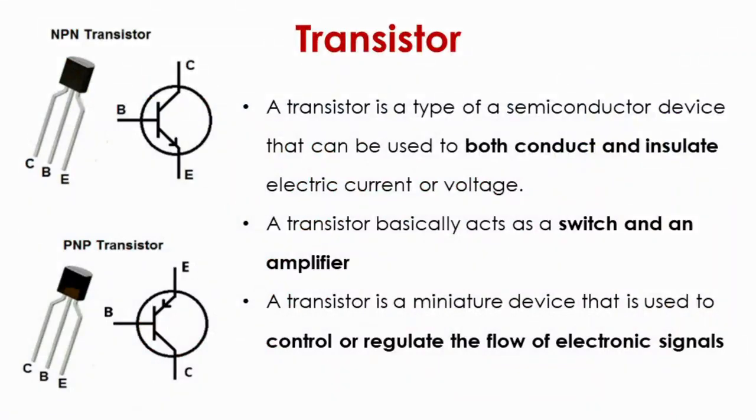Now another component that we are going to learn here is the transistor. A transistor is basically a type of semiconductor which has both conductive and insulating properties. It can be used as a switch or an amplifier. It is basically used to control or regulate the flow of electronic signal or electric current.